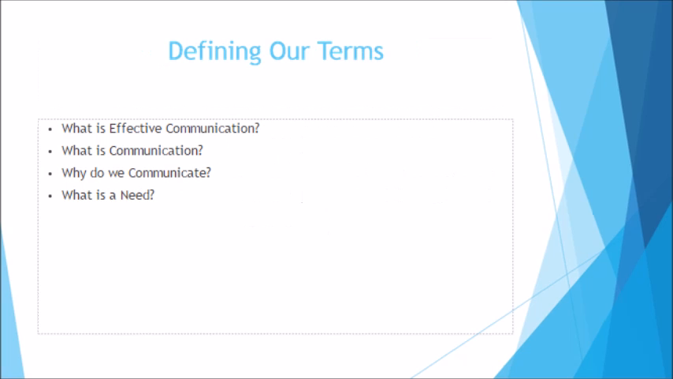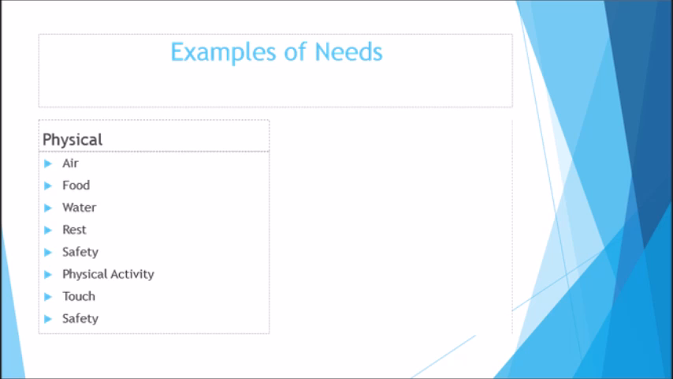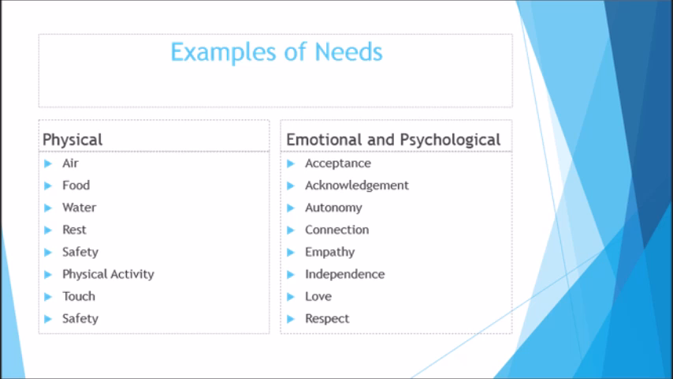Now there's another word that might be needing defined, because the word need can be used in all sorts of different ways. When I say a need, I mean a discomfort or unsatisfactoriness that seeks to be resolved by inner or outer work. The most basic needs are obviously physiological, the need for air, food, water, shelter, and then there are some emotional and psychological needs which we might not die without, but we certainly do need them to thrive. And those would be things like comfort, love, autonomy, connection, stimulation.